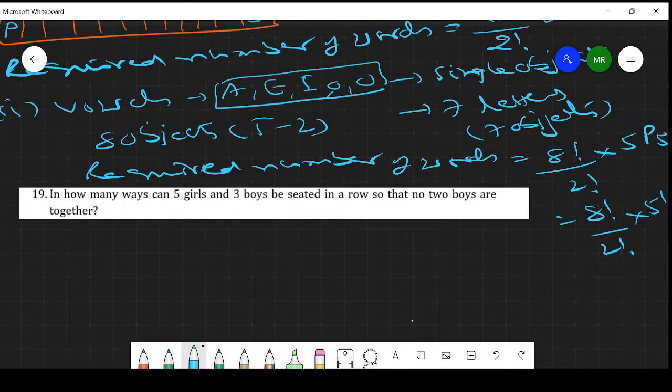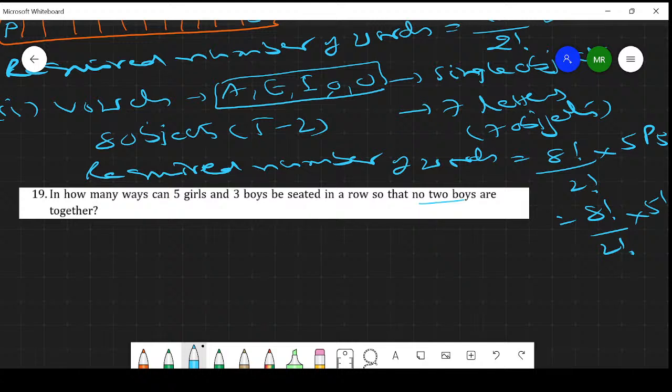When they are saying no 2 boys are together, I should arrange the boys carefully. You can see here there is no condition for girls, so I can arrange the girls first. 5 girls, 3 boys are seated in a row so that no 2 boys are together. So first we arrange the girls because there is no condition for them. Okay, let us first seat the 5 girls.